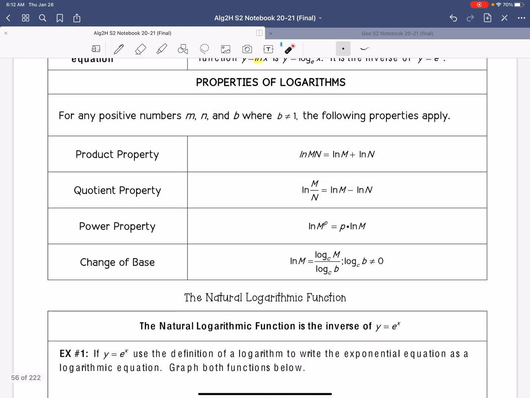All right, so we have these different properties. These are the same properties as the other logs we've already talked about. So it's all the same. When we have multiplication, when we expand it, we have addition. When we have natural log division, when we expand it, we have subtraction. When we have a power, we bring the power down in front. And then we have our change of base formula. For natural log, we're not going to really have to use change of base just because calculators have natural log buttons, so it's not really necessary.